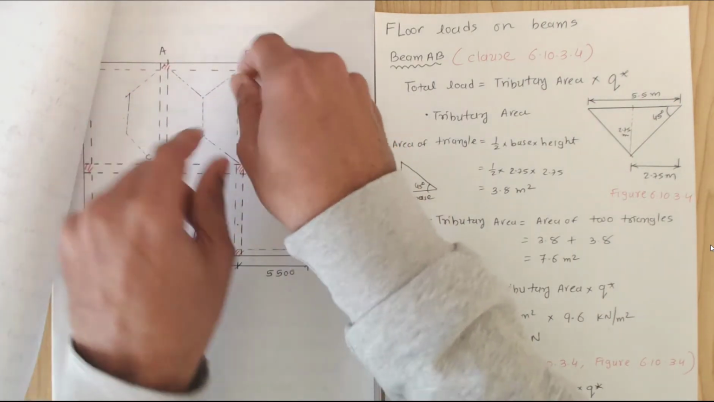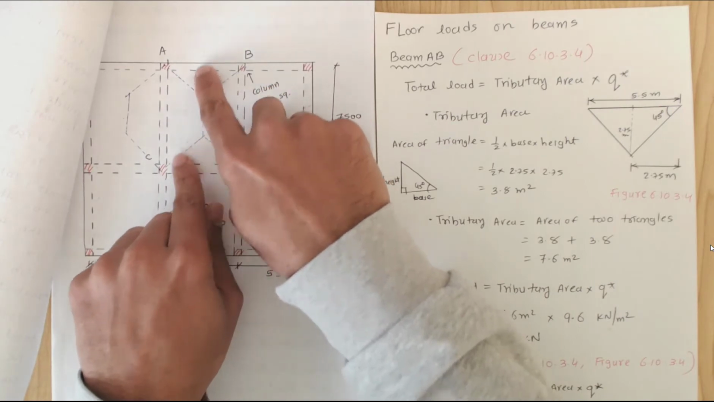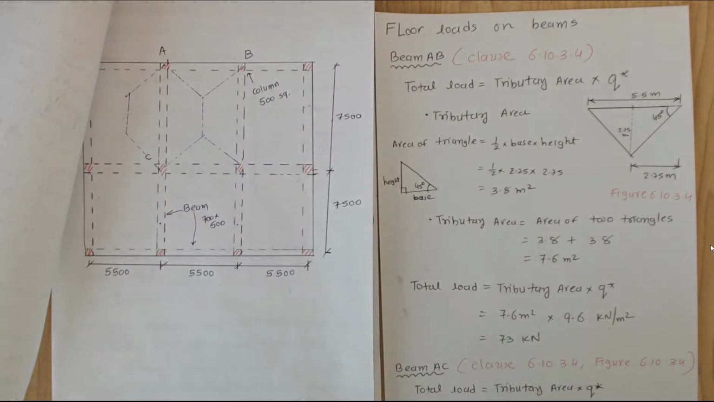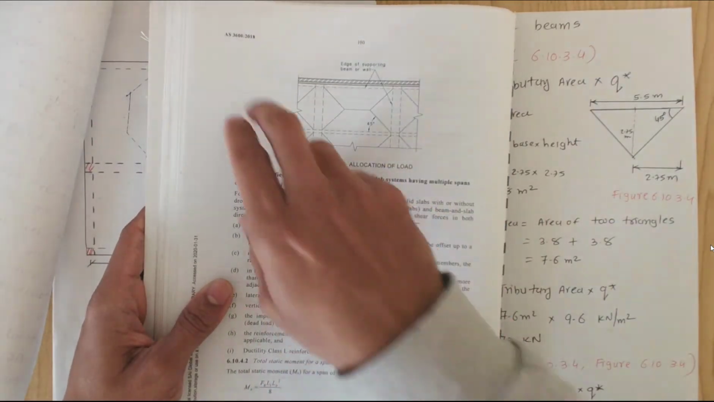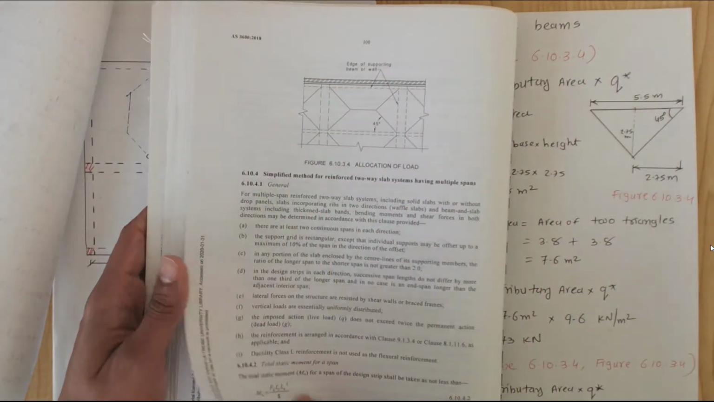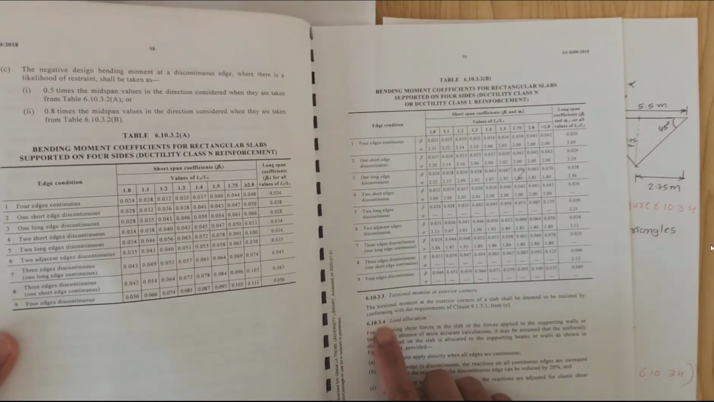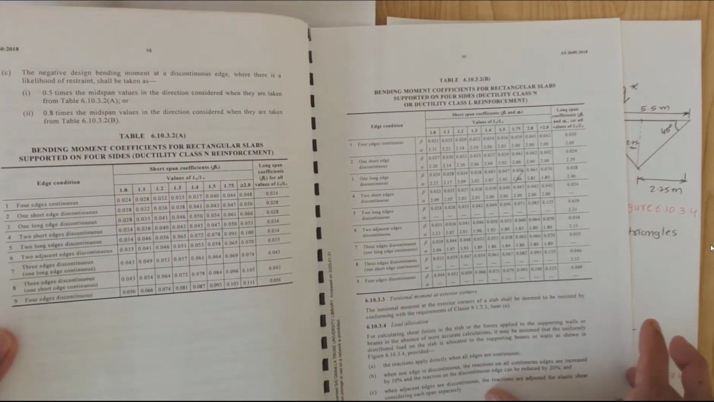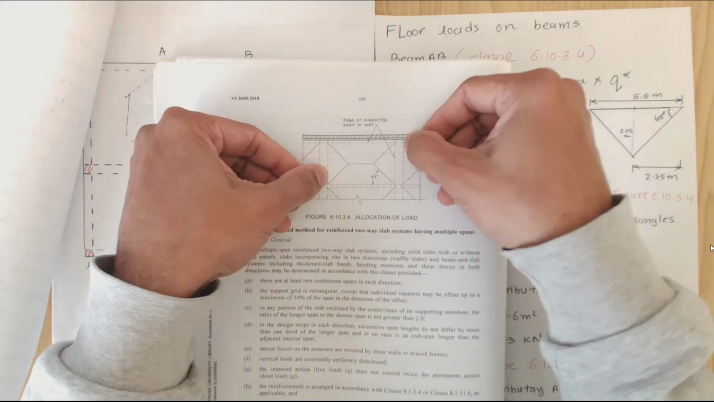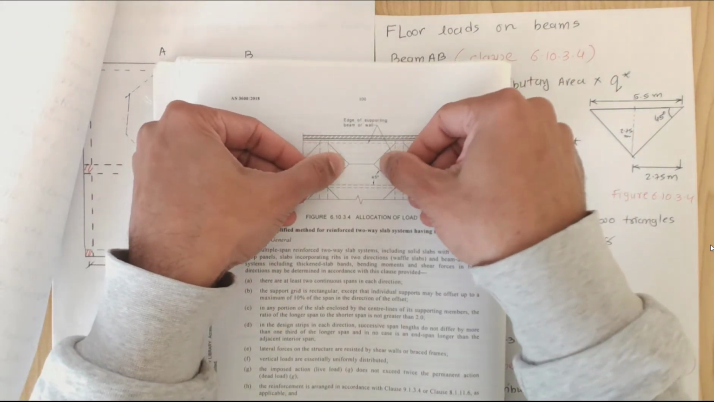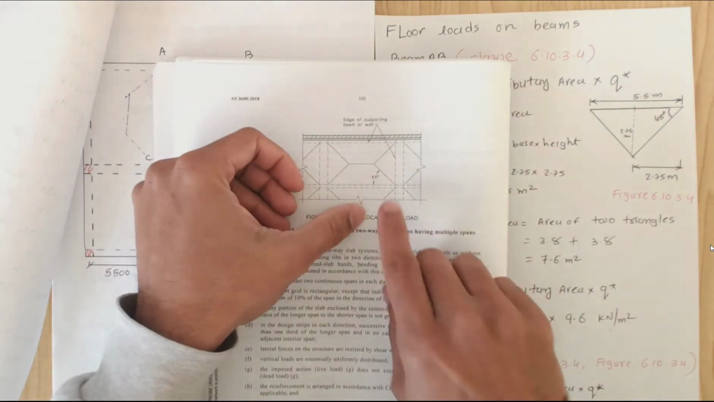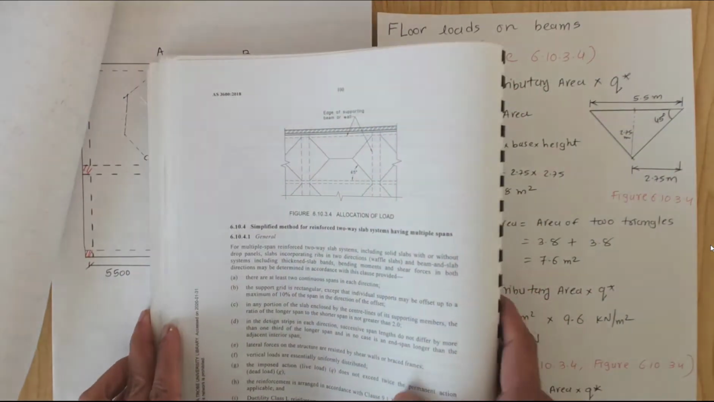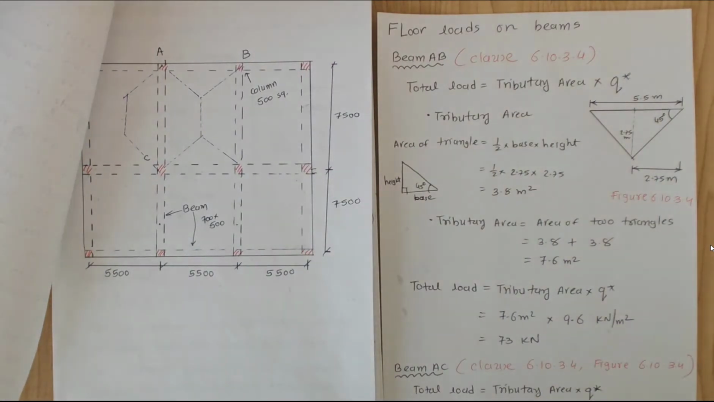Along the long span and along the short span you have distributions going on. Now, where you can find this information is given in AS3600. If you come back to clause 6.10.3.4, it has load allocations, and for those load allocations it will show that this is a short span. So along the short span you have this triangular distribution, along the long span you have this distribution, and that is at 45 degrees. So we are going to use that concept.